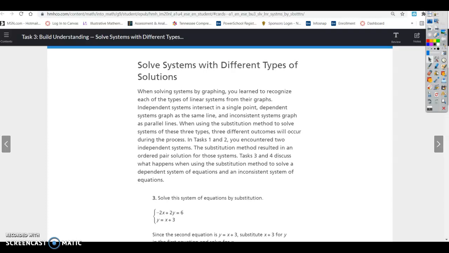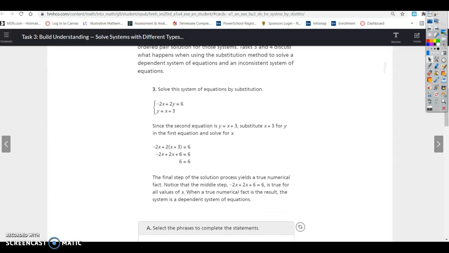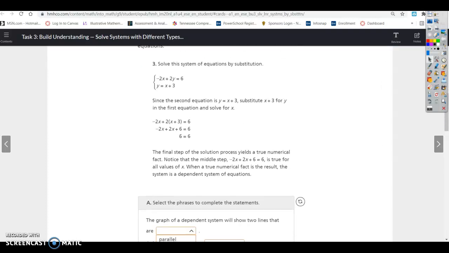In task 1 and 2, you encountered 2 independent systems. The substitution method resulted in an ordered pair solution for those systems. Tasks 3 and 4 discuss what happened when using substitution method to solve a dependent system of equations and an inconsistent system of equations. All right, solve this system of equations by substitution.